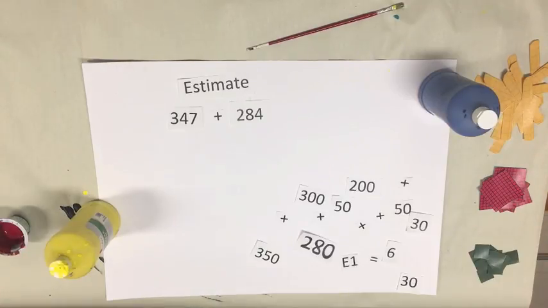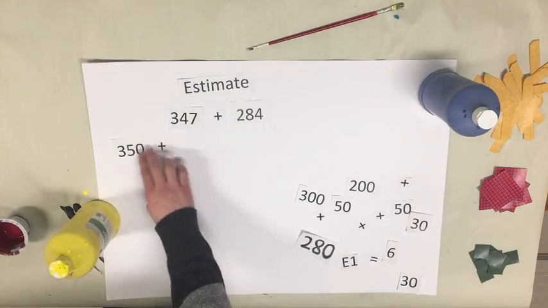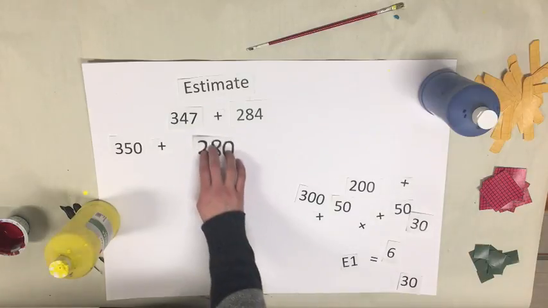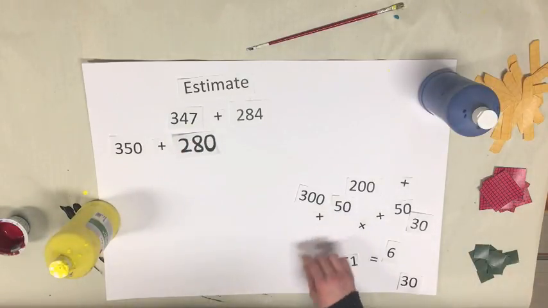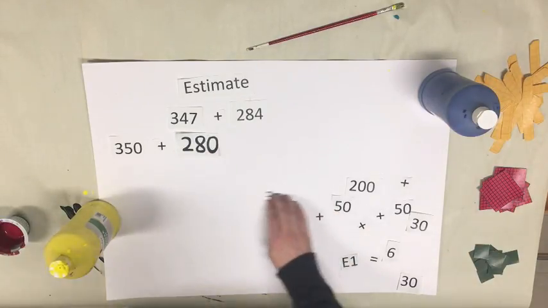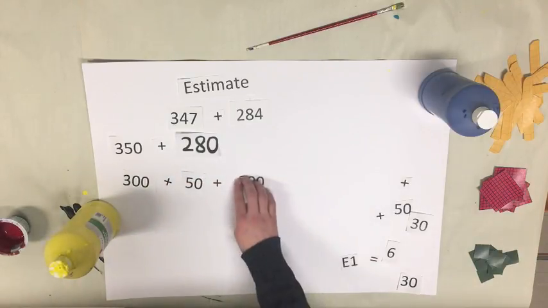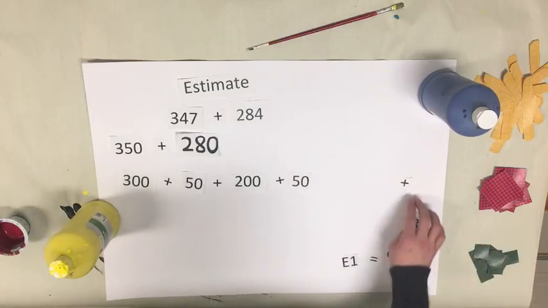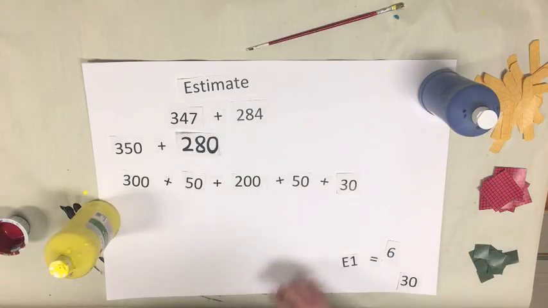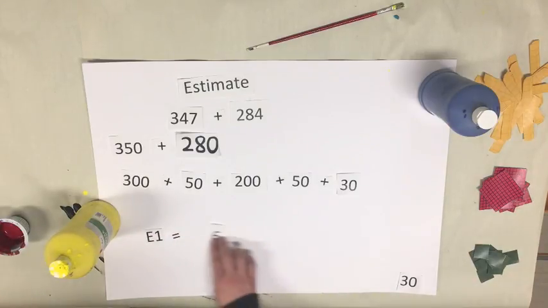The first thing we have to do is estimate the equation 347 plus 284. We're going to do this by rounding 347 up to 350, and we're going to round down 284 to 280. Then we're going to make these numbers better to work with by expanding them. We're going to do 300 plus 50 plus 200 plus 50 plus 30. That's going to give us our first estimate of 630.